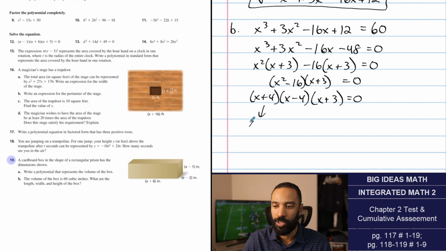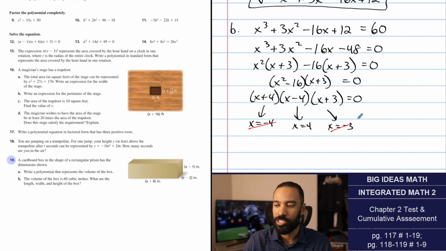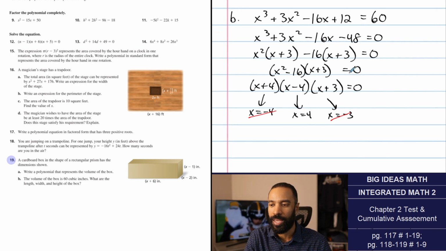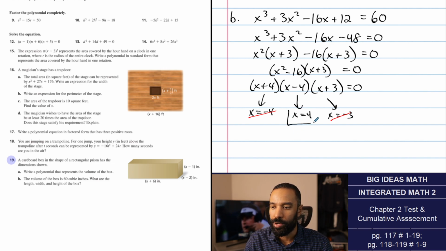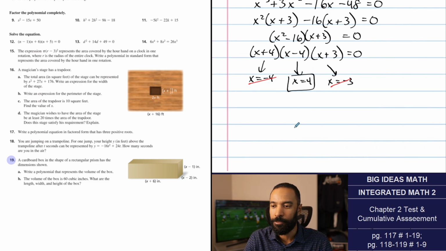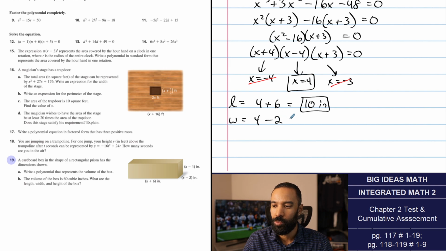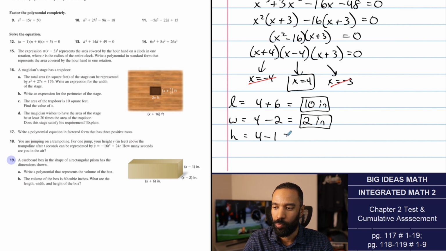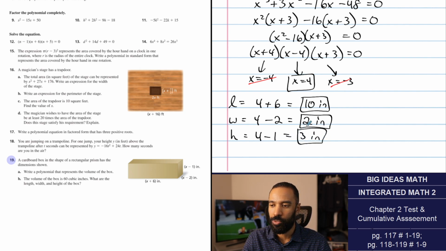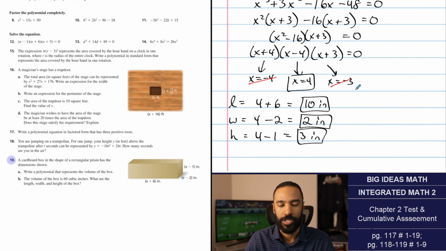And as is generally the case, there's only going to be one answer that really applies well. It looks like x equals 4 will be it, because these other answers are negative. So we will eliminate those ones. We'll use x equals 4 for this, and then they ask what are the length, width, and height of the box. We are going to substitute 4 in. The length is x plus 6, 4 plus 6, which is 10 inches. The width is 4 minus 2, which is 2 inches. And the height is 4 minus 1, which is 3 inches. And 10 times 2 times 3 is indeed 60 cubic inches, the way that we wanted it.